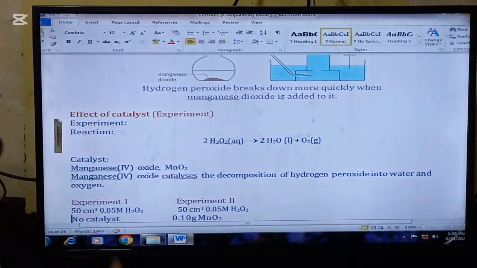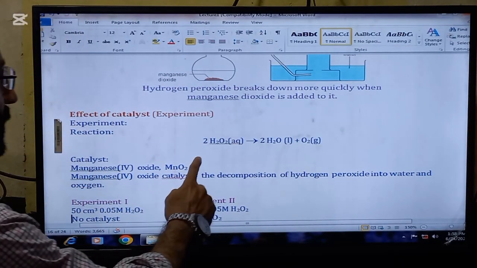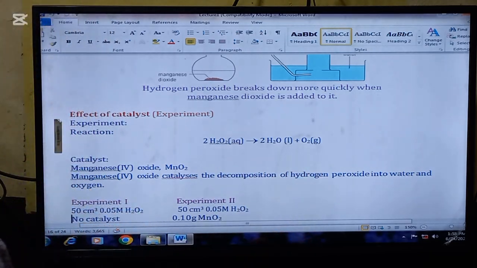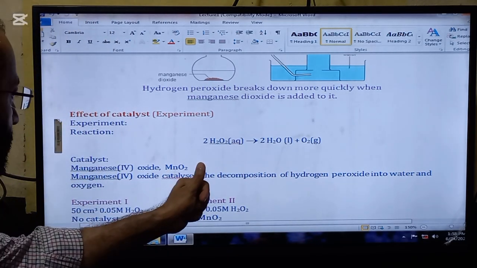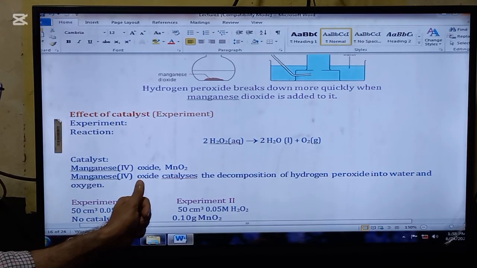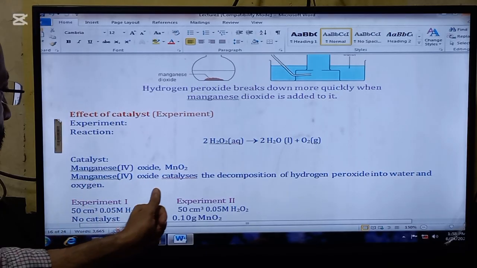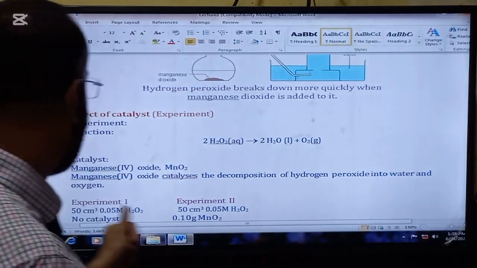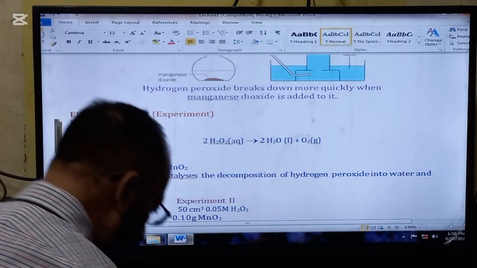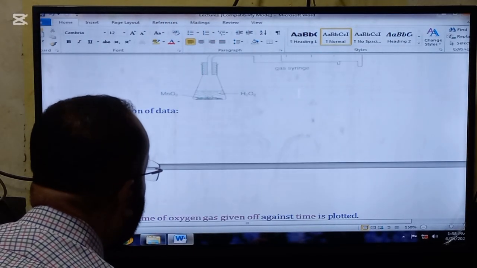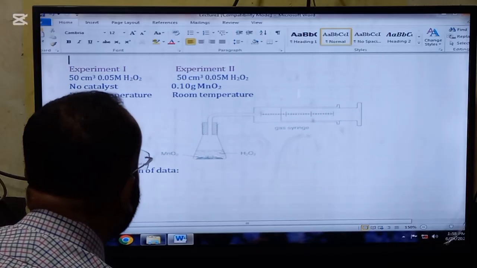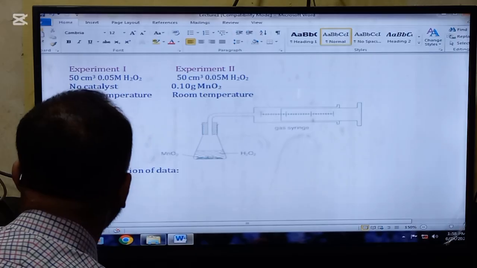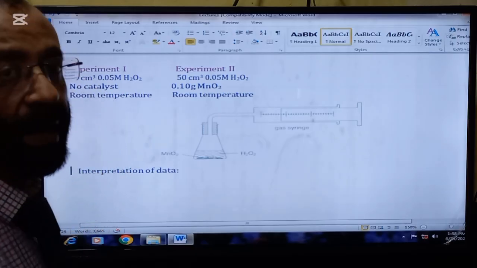Look now. In this reaction, hydrogen peroxide produces water and oxygen. The catalyst in this reaction is manganese oxide. Manganese oxide catalyzes the decomposition of hydrogen peroxide into water and oxygen. So we will conduct two types of experiments with the same conditions. The only difference will be the catalyst.